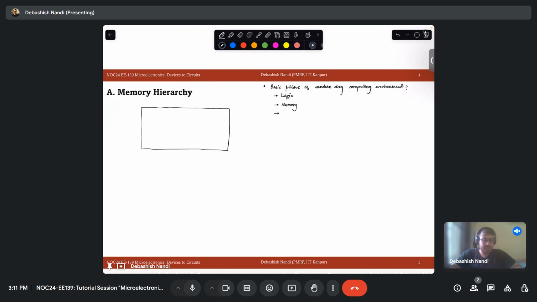So logic, memory, and what about the other things? The other very important thing, which actually pushed the innovation in electronics at the very beginning, in the early days, was communication, right?